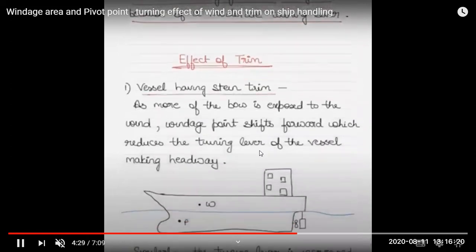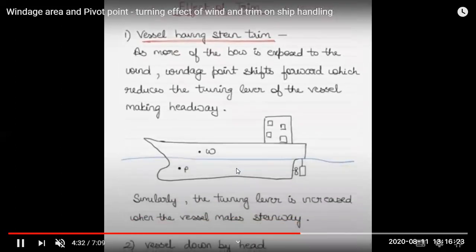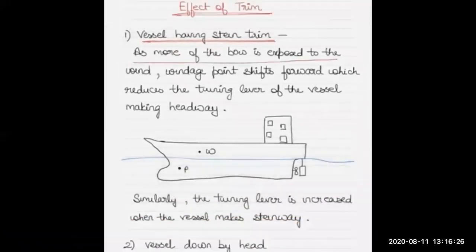Now let's see the effect of trim. The effect of trim is when the vessel is having a stern trim, and because more of the forward part is exposed, the windage area will shift forward. Because of that, when the ship is moving ahead, the turning lever is again reduced, so the ship will hardly turn. Already when it was forward, the turning lever was violent, but in this case the turning lever will become less. So in loaded condition, if you have more trim, the ship will swing less because of the wind.